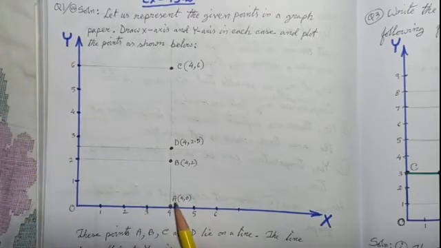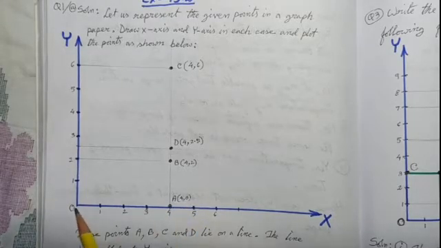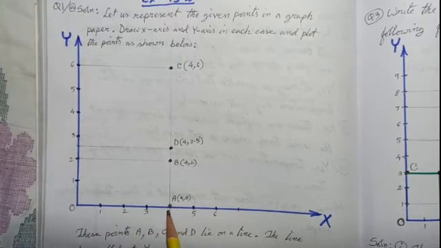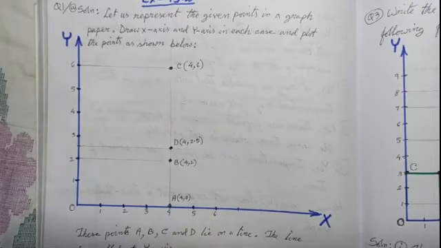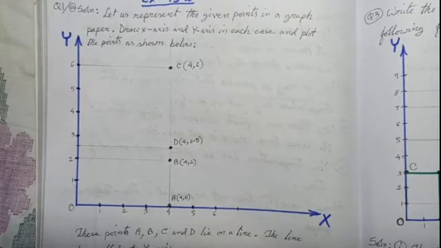And this is point A. So this 4 represents the value of x, and this 0 represents the value of y. So A (4, 0) is from this point 1, 2, 3, 4. At that point, x is equal to 4 and y is equal to 0. So A is represented by this point. Now next is B.